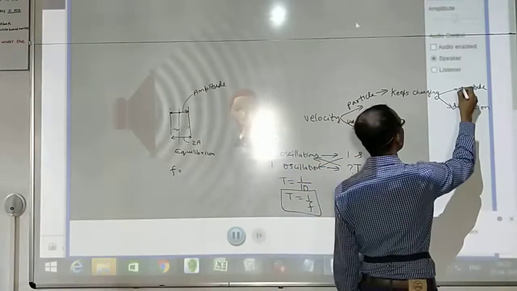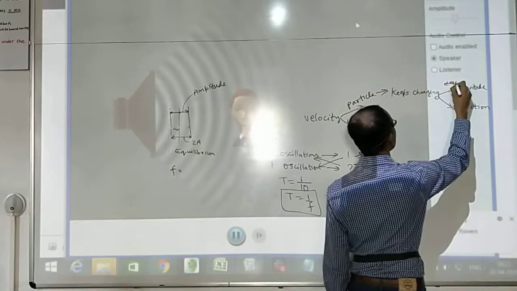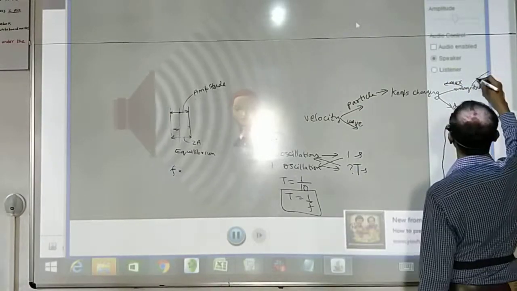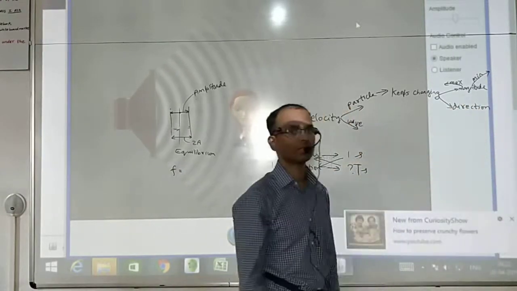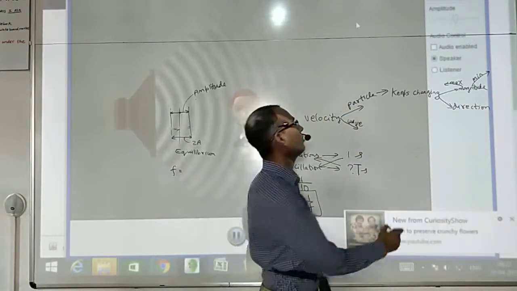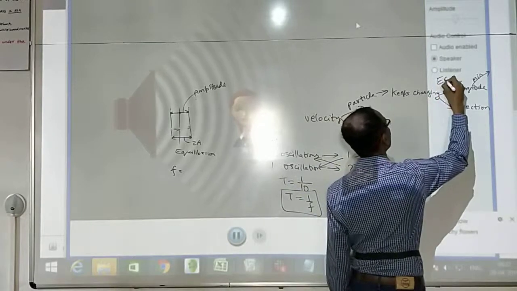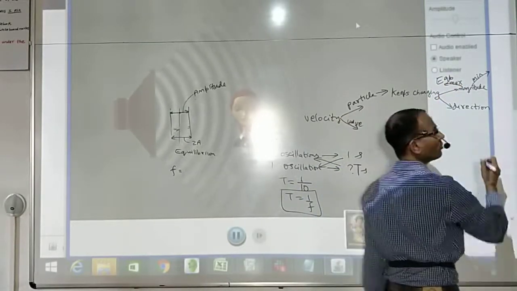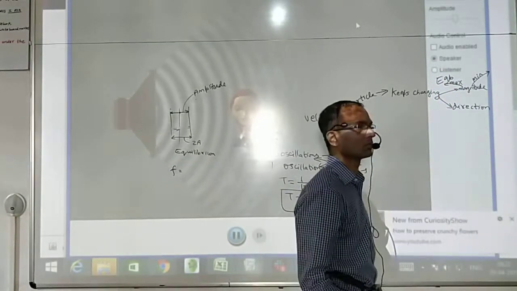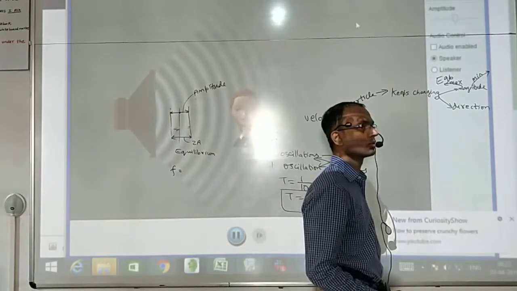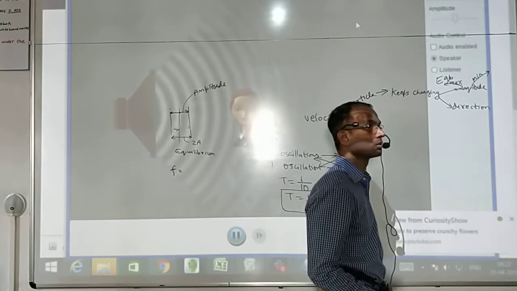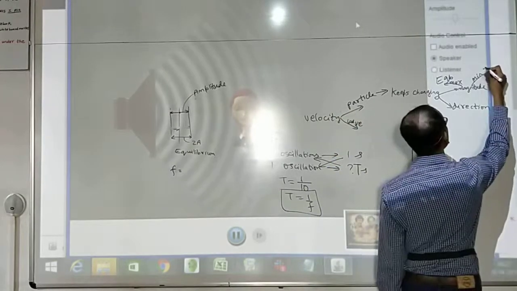And what do you know about magnitude? When is it maximum and when is it minimum? Maximum in which position? Equilibrium position. When is it minimum? When is the speed 0 for a particle? At which position? Extreme position. Very good.